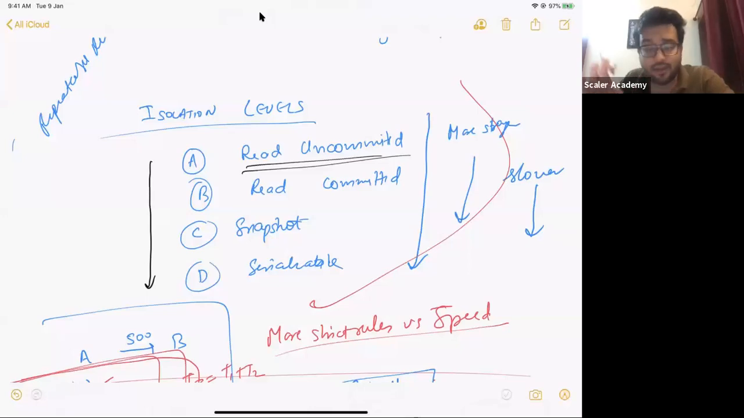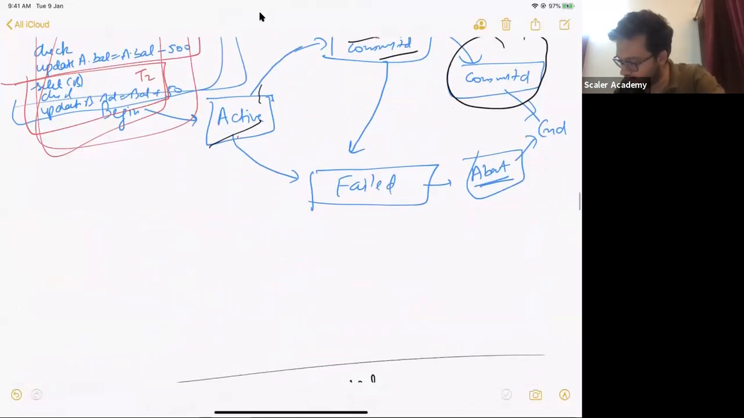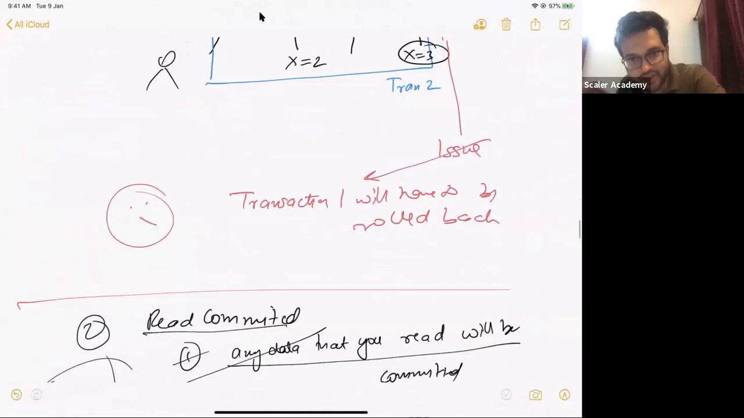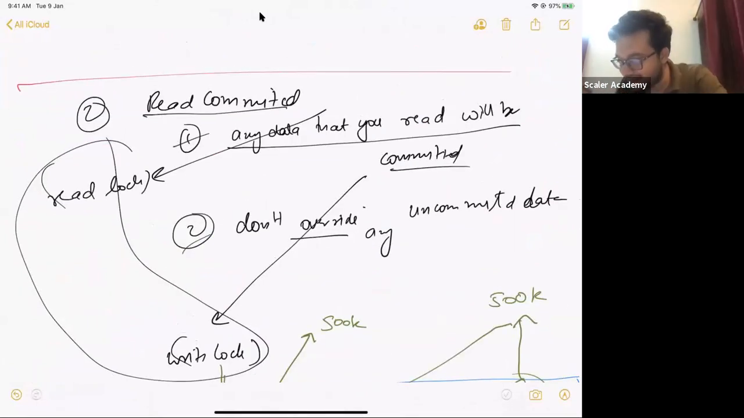But very few where the data sanity is not required at all. Only in those kinds of storage would you use the read uncommitted isolation level. Then we move to read committed, which gave you a couple of guarantees. The guarantees were that any data that you read will only be committed, and you cannot read uncommitted data.